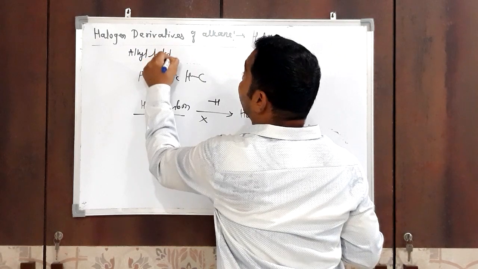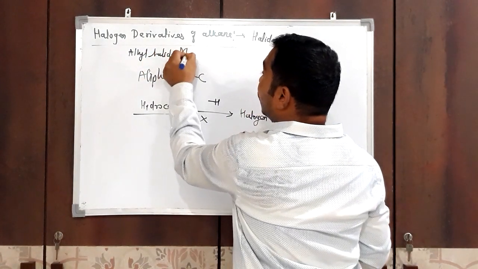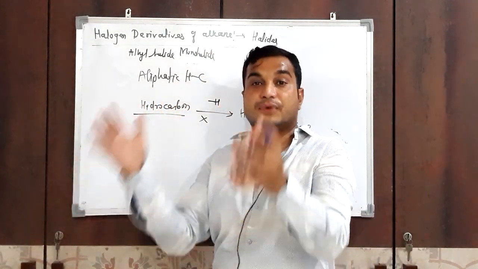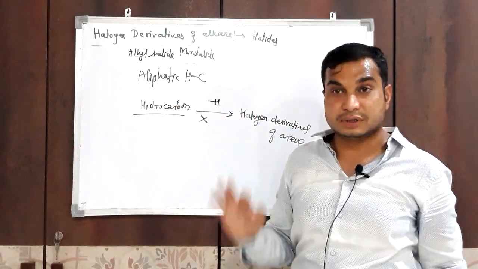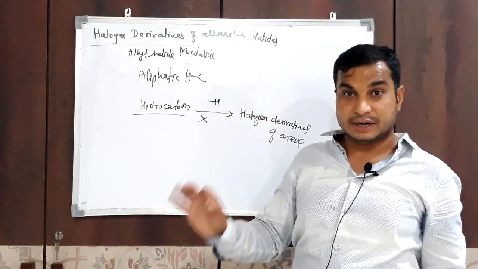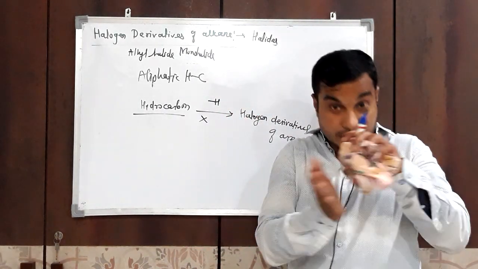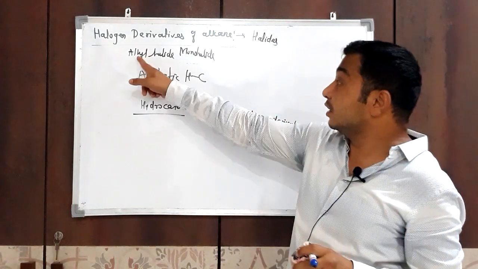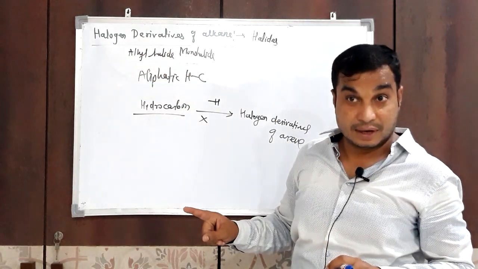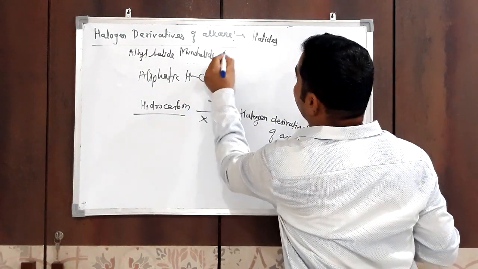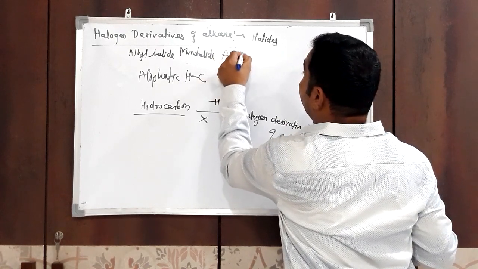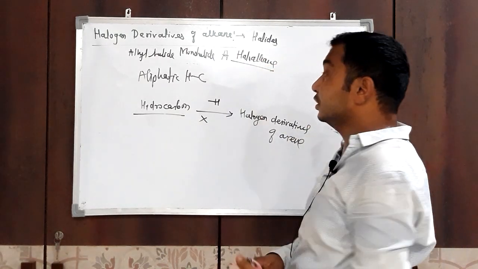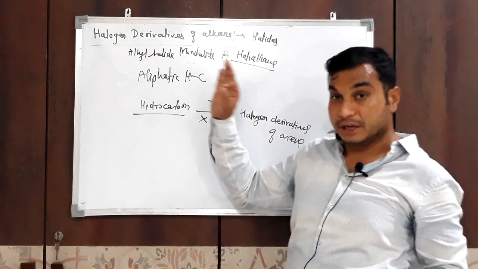Alkyl halide or monohalide. What does alkyl halide mean? Take an alkane, and from that alkane replace one hydrogen atom by one halogen atom; whatever compound is obtained is called an alkyl halide or monohalide. We can also name it haloalkane. So dear students, this is just the basics about halogen derivatives of alkane.